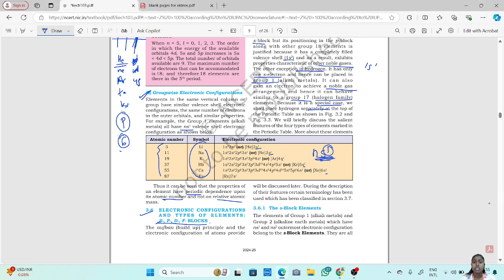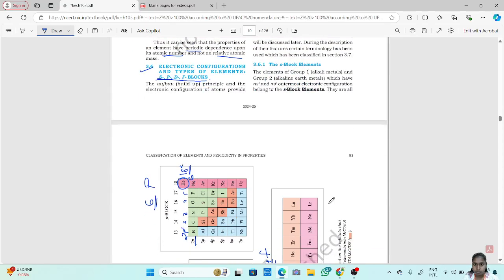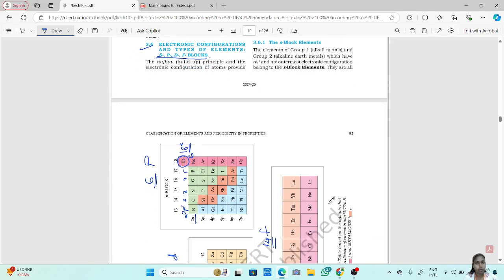Okay. Now, we will briefly discuss the salient features of the 4 types of elements marked in the periodic table. Now we will discuss all the 4 types of blocks. The first one is the S block elements. The elements of group 1, that is alkali metals, and group 2, that is alkaline earth metals, which have ns1 and ns2 outermost electronic configurations, belong to the S block elements.